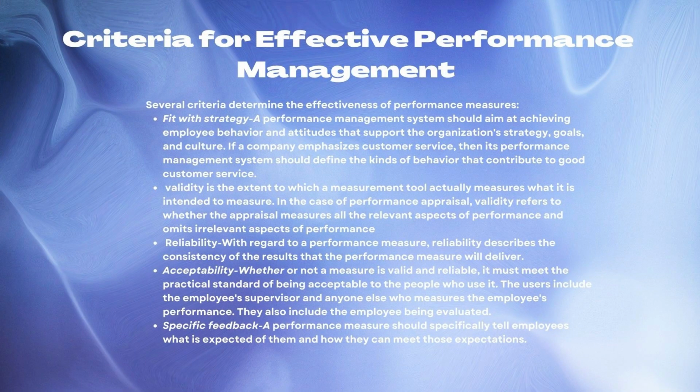Criteria for effective performance management. Several criteria determine the effectiveness of performance measures. 1. Fit with the strategy. A performance management system should aim at achieving employee behavior and attitude that support the organization's strategy, goals, and culture. If a company emphasizes customer service, then its performance management system should define the kinds of behavior that contribute to good customer service.